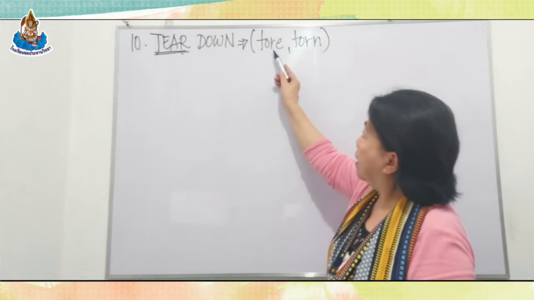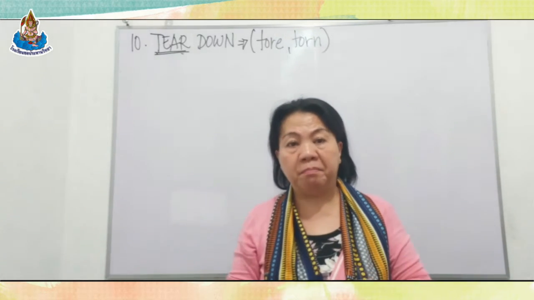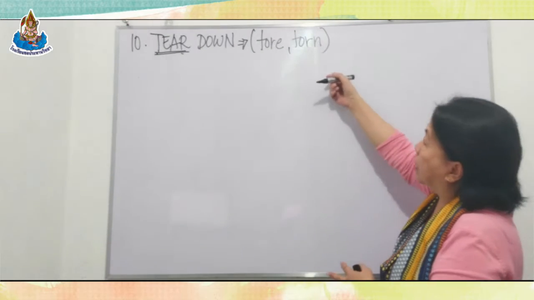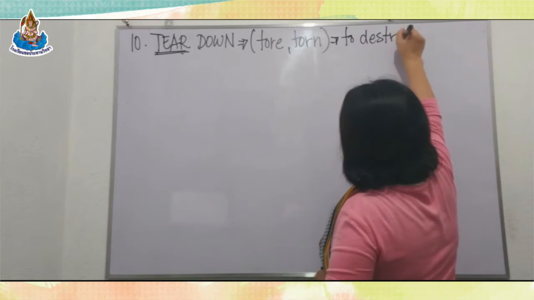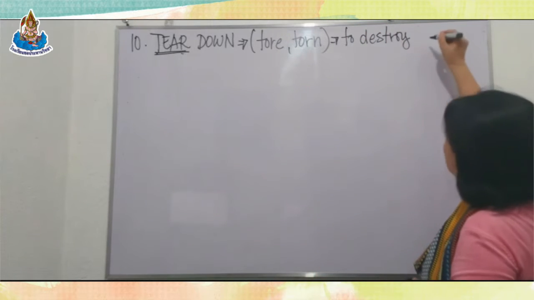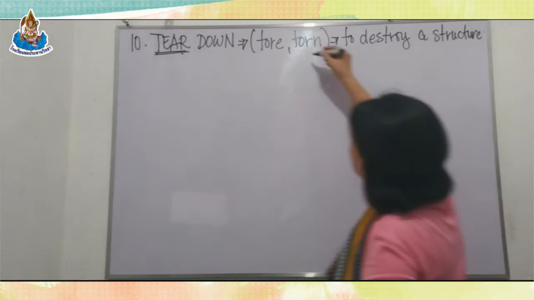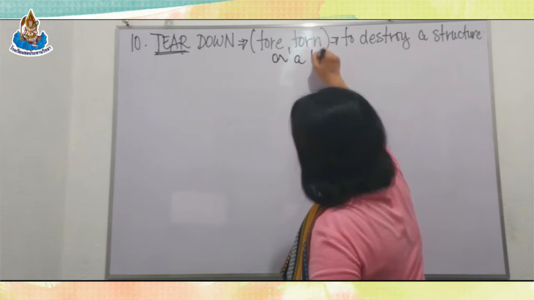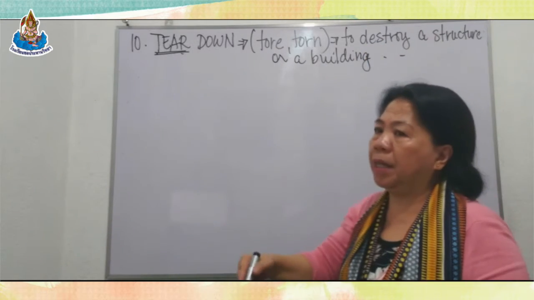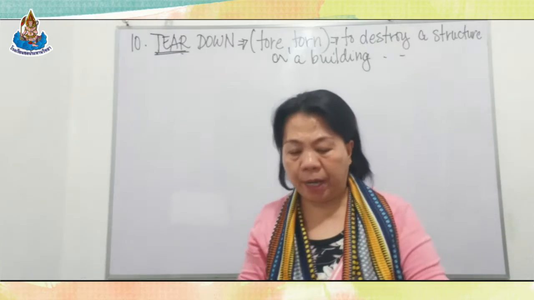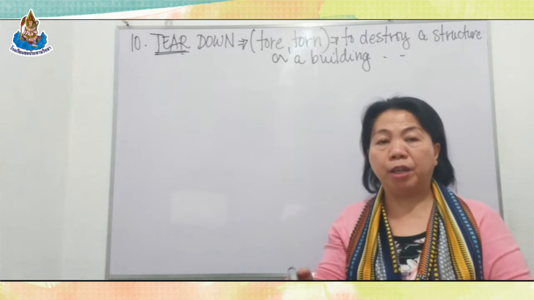Now, again, you can use this instead of using our present form of the verb. Okay. So again, when we say tear down, it means to say that you are going to destroy a structure. And when we say structure, we are talking about a building. That's what you're going to tear down. Maybe the building is already very old. That's why the government needs to tear it down in order to build a new one.